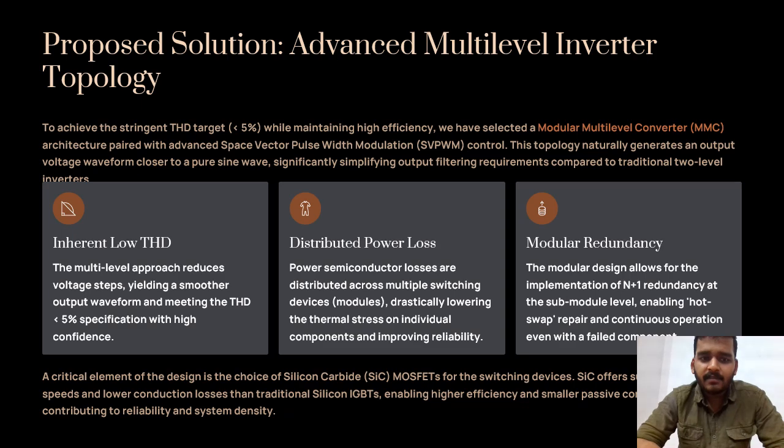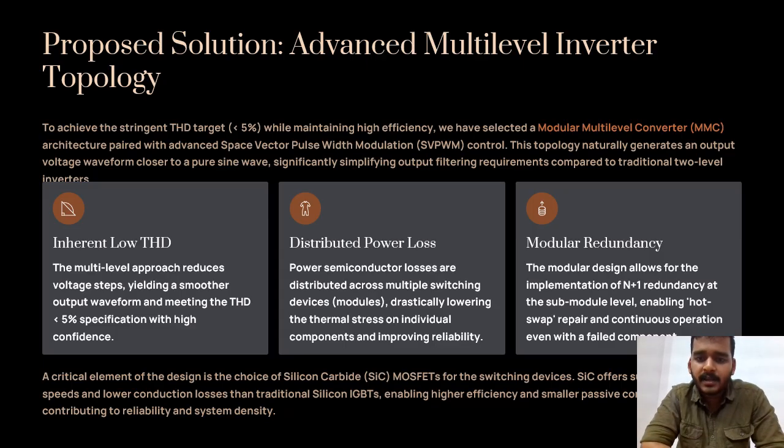This multi-level inverter topic is helpful for getting a wave near to the sinusoidal wave. Steps are taken in multi-level inverters to achieve a THD target of less than 5% while maintaining high efficiency. We have selected the modular multi-level converter, MMC, with advanced space vector pulse width modulation, SVPWM.